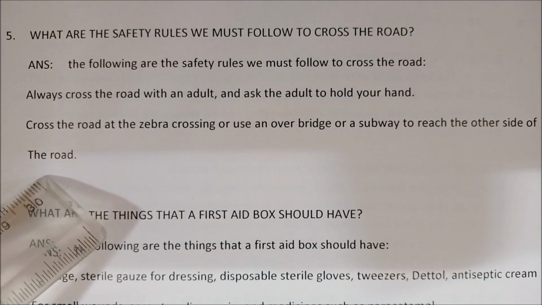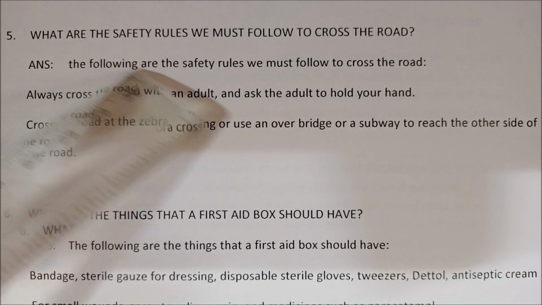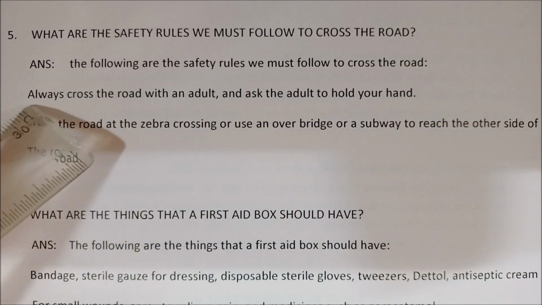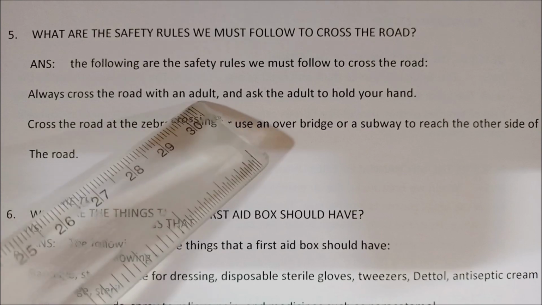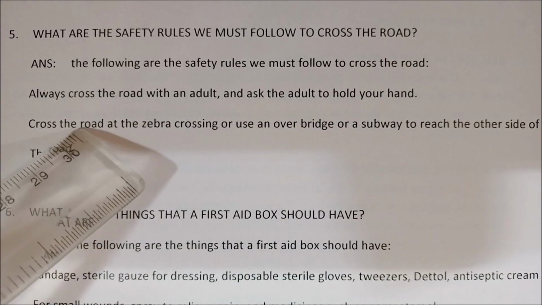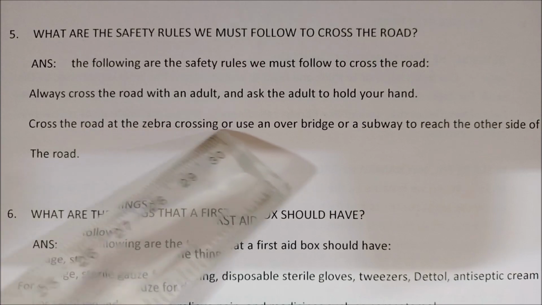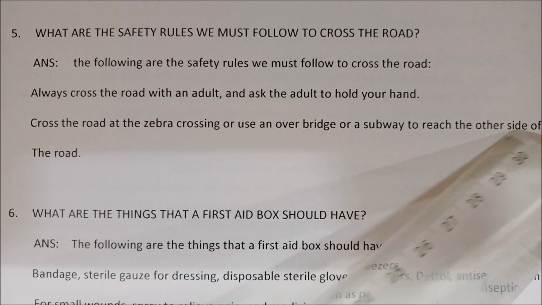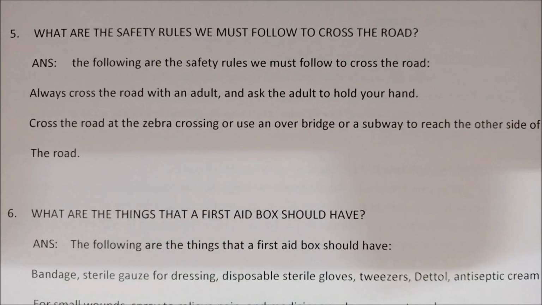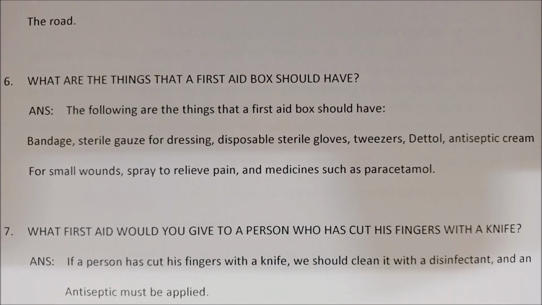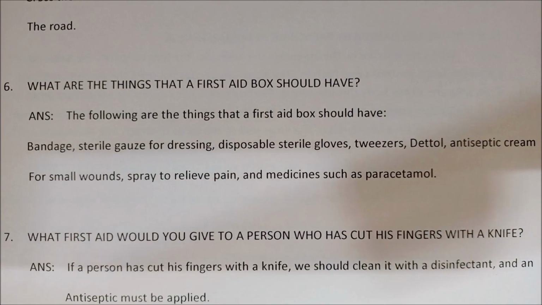So children, shall I repeat it once again? The following are the safety rules we must follow to cross the road. Always cross the road with an adult and ask the adult to hold your hand. Cross the road at the zebra crossing or use an overbridge or a subway to reach the other side of the road. Is it clear, children? Is it clear to all? Whenever you are going to cross the road, you have to ask for help from the adult.